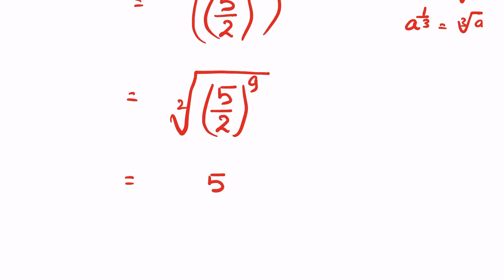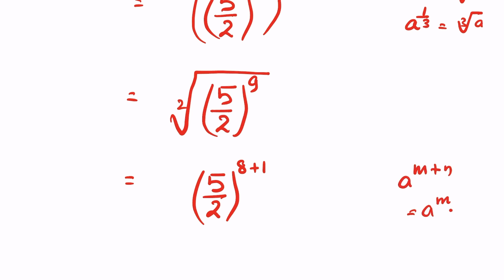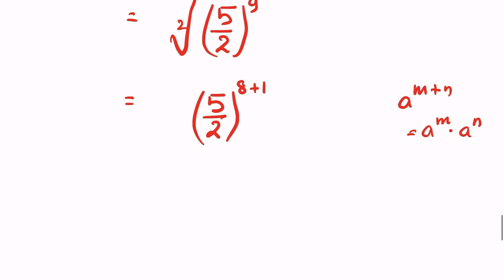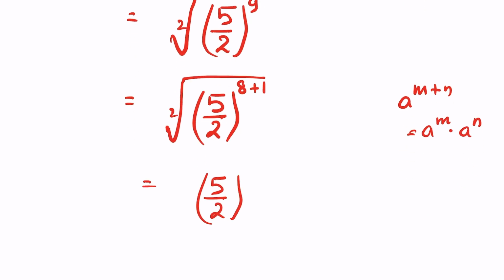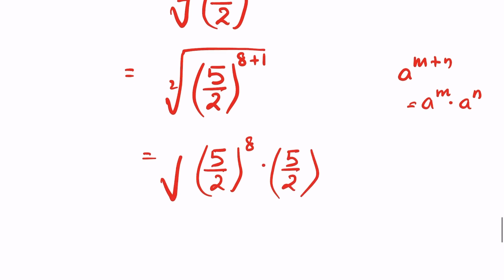This we can write as (5/2)^(8+1). And when a^(m+n), this is equal to a^m times a^n. So this will be (5/2)^8 times (5/2)^1, or simply 5/2 under the square root.